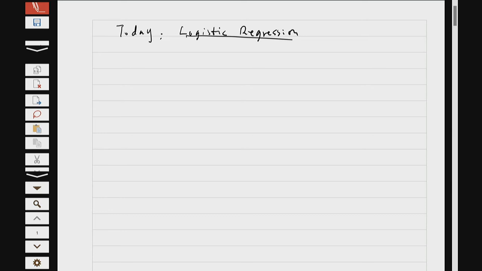Anyway, let's get started. Today we're going to cover a new learning method called logistic regression. But before we get to the meat of logistic regression, let's do a bit of a recap of what we have seen already, which is linear classification and linear regression. Then we're going to make a comparison between these three different methods.